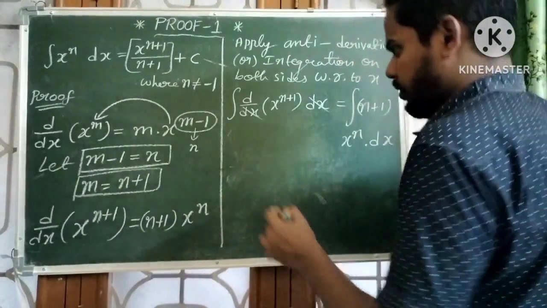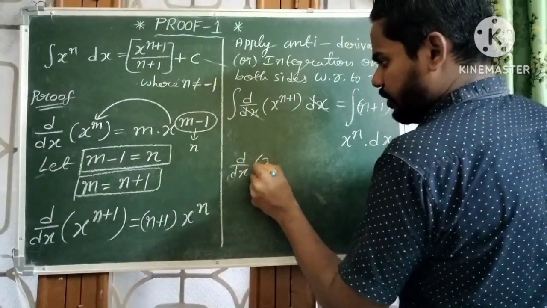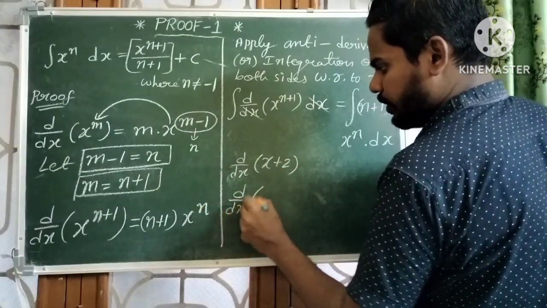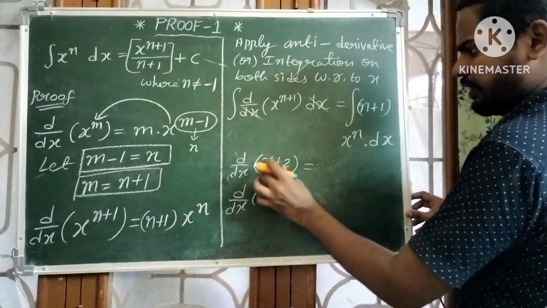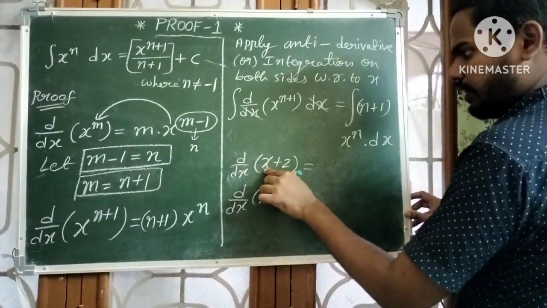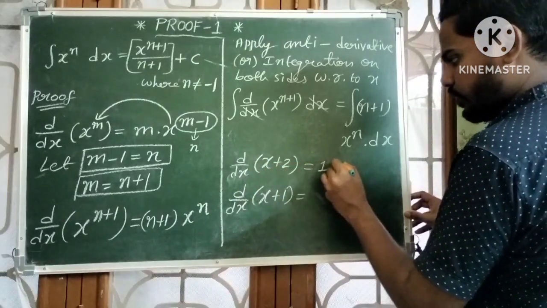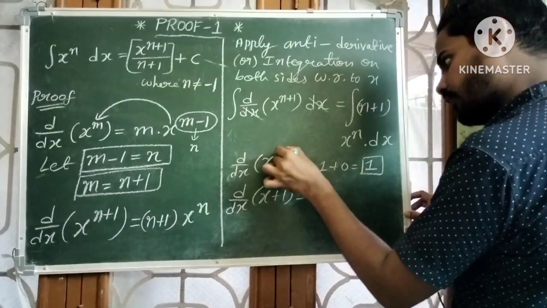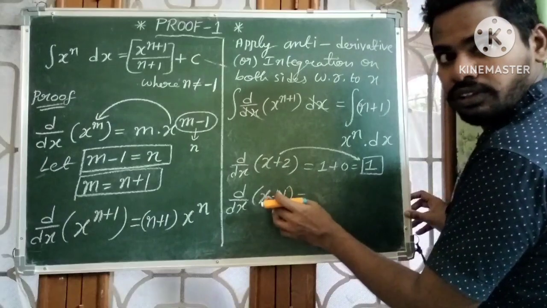See, suppose we consider d by dx of x plus 2 here. Again, one more function, d by dx of x plus 1. So d by dx of x, the derivative of this function, is 1, and d by dx of a constant is 0. You will get 1. So the derivative of this function is 1. And what about the derivative of this function?